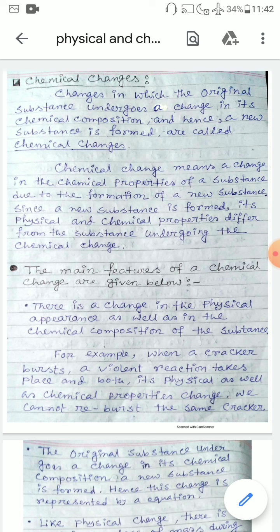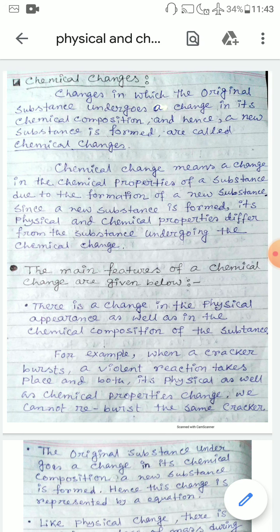Let's see the main features of a chemical change. First point: there is a change in the physical appearance as well as in the chemical composition of the substance. For example, when a cracker bursts, a violent reaction takes place, and both its physical as well as chemical properties change. We cannot reverse the same cracker.